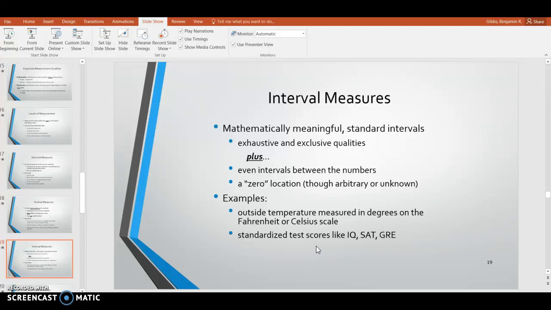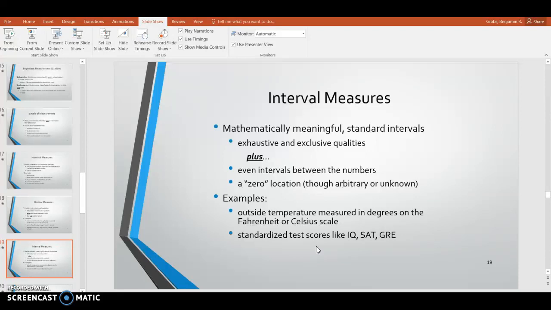0 degrees in Celsius just means the freezing point. Incidentally, we use the Fahrenheit scale here in the United States, and 32 is our freezing point, which may seem odd. So, in the end, there is no true zero. Standardized test scores like IQ, you cannot have an IQ of 0. So, with not having a true zero, we can't complete ratios.